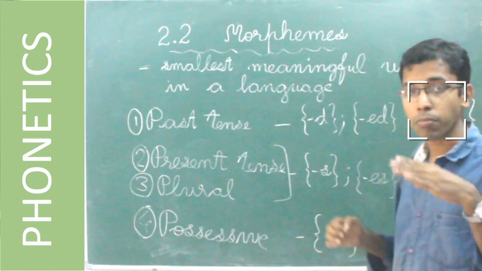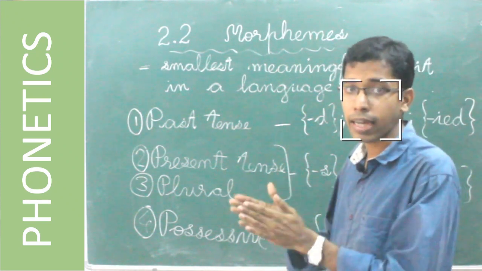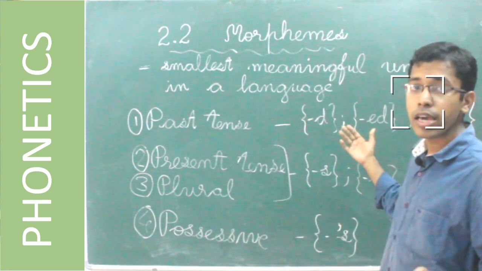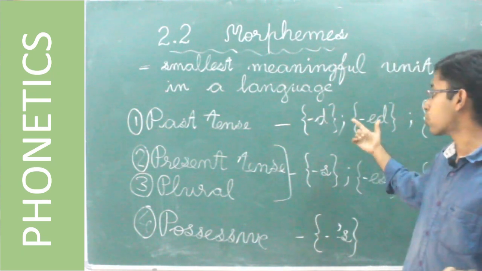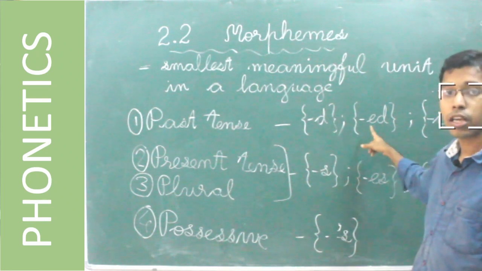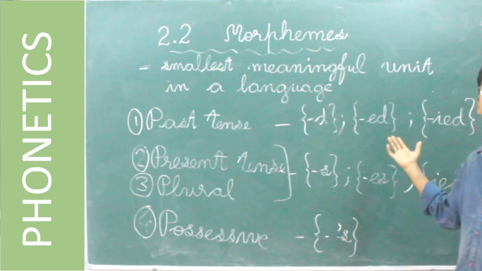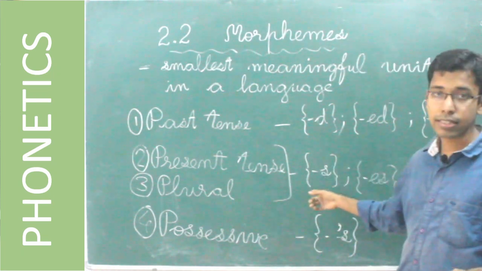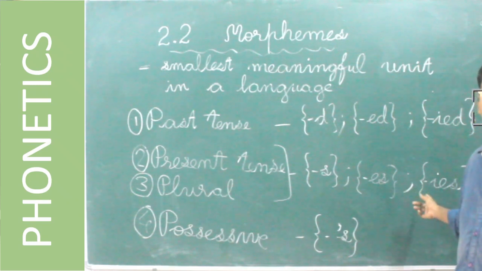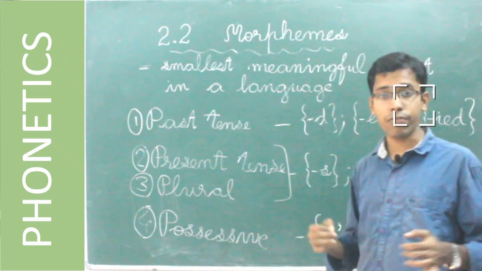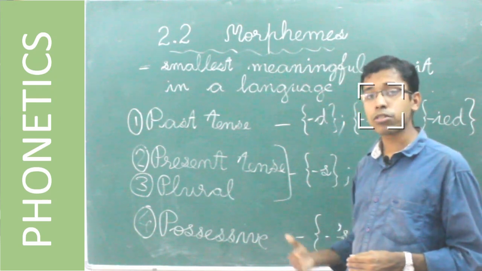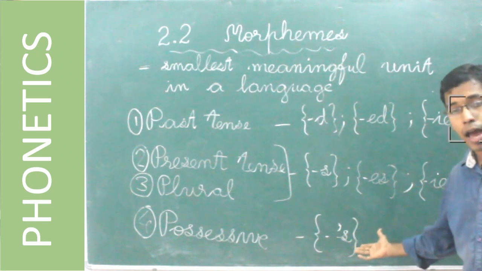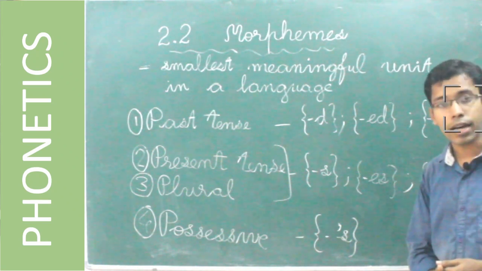We identify a morpheme by looking at the end of a word. Thus, a past tense morpheme can be identified if that verb in past tense ends in D, ED, or IED. If the verb in present tense ends in S, ES, or IES, we identify the present tense morpheme. The same is for a plural morpheme. And we have possessive morpheme by having apostrophe S.